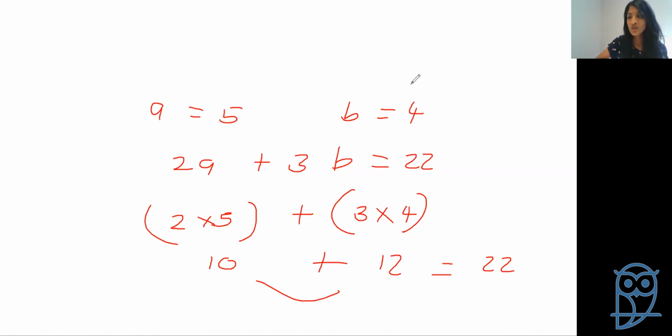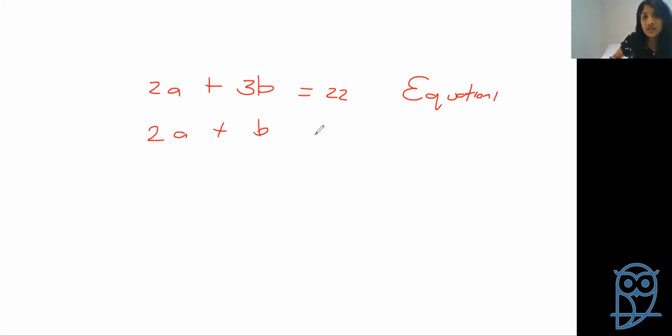Okay, so now let's try and work out some simultaneous equations. If I have 2a plus 3b is equal to 22, and I call that equation 1, and I say 2a plus b is equal to 14, and I call that equation 2. Okay, how can we find a solution which satisfies both equations?